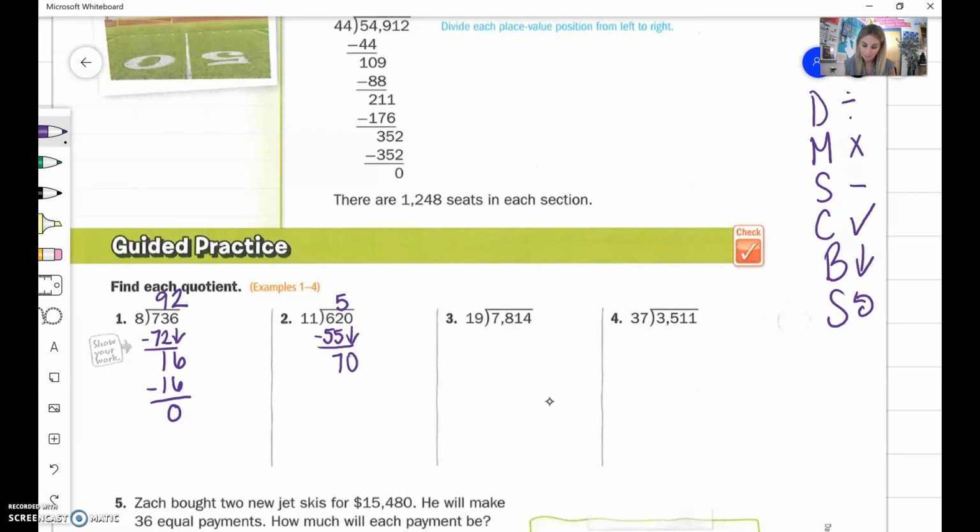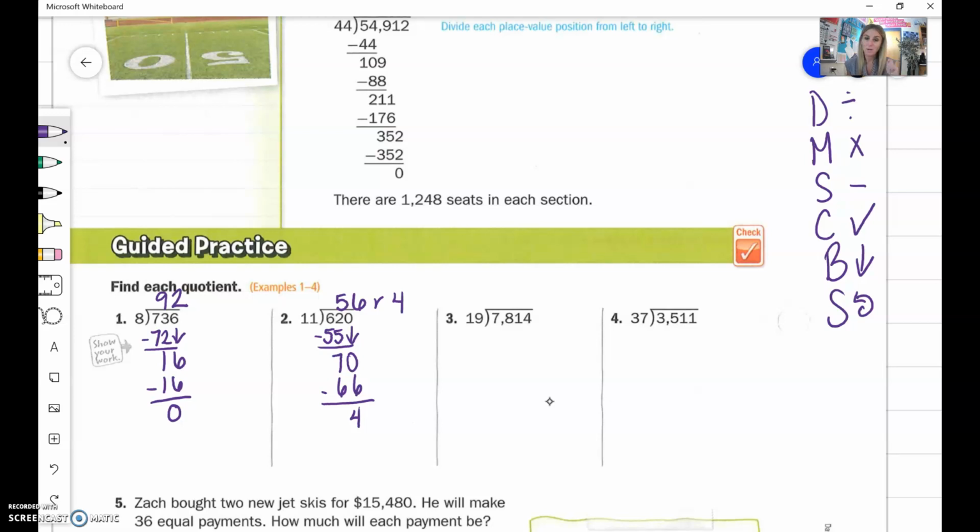Now I have 70. So 70 divided by 11. 11 times what is going to get me close to 70? Well, 11 times 6 is 66. Now I subtract, and I get 4. So 4 is left over. So now this becomes a 56 remainder 4.